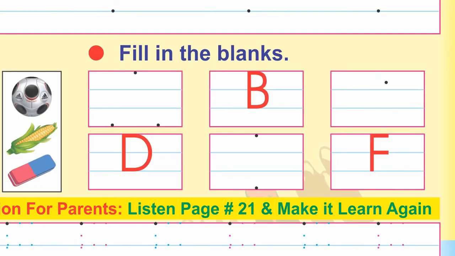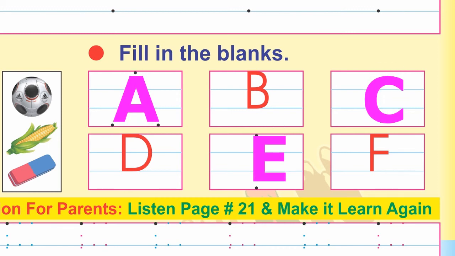Now filling the blanks. What will come before A and after B? Before B is A. So we will draw A over here. Write A. Two slanting lines and then in the middle we will draw sloping line. B, C, a half curve. Curve. D, E, standing line and 3 slipping lines.